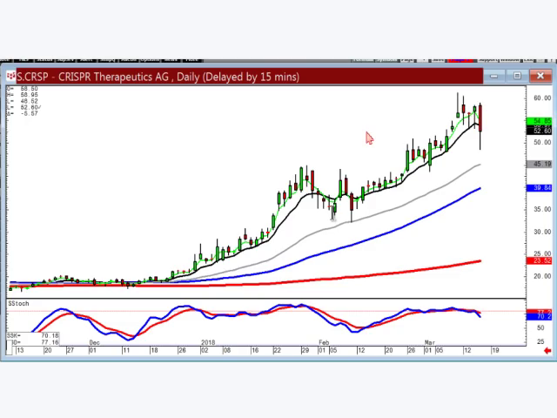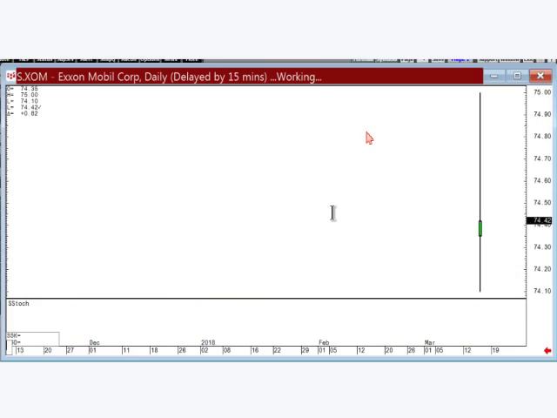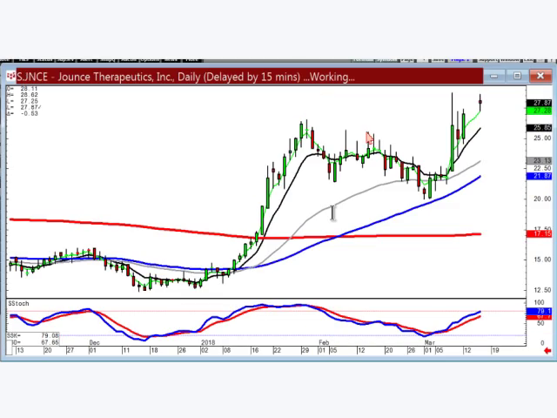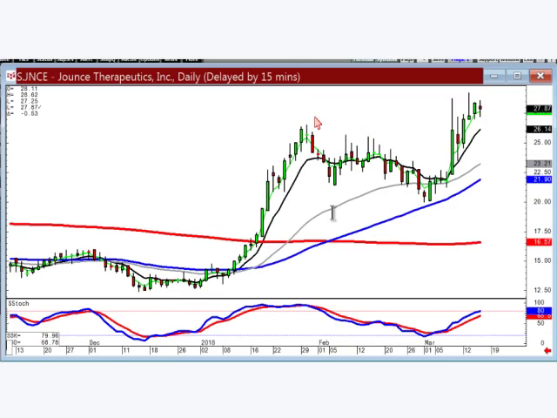What's happening to XLM? Nothing. You just stay short. JNCE. Another one. These are very high probability trade setups. You can see there's kind of a downtrending channel, probably even more defined right here.